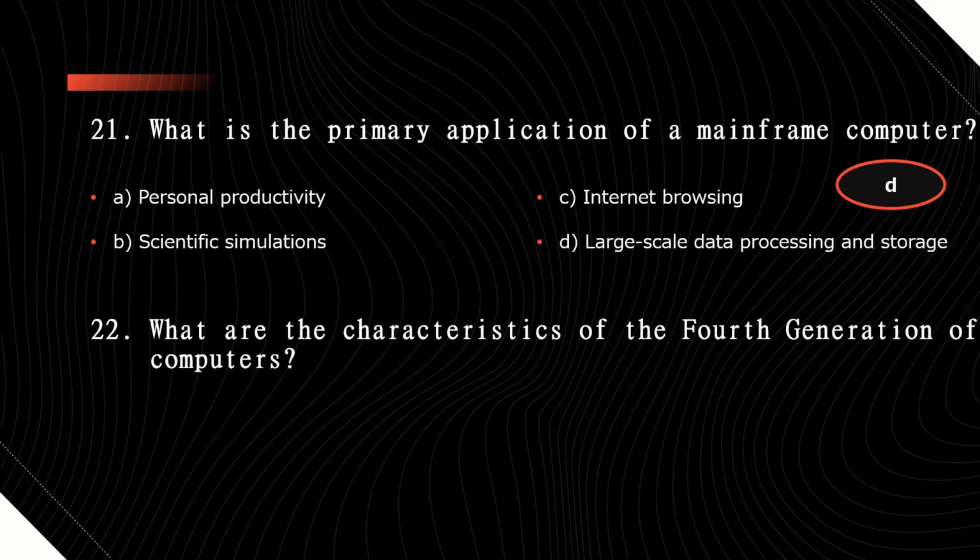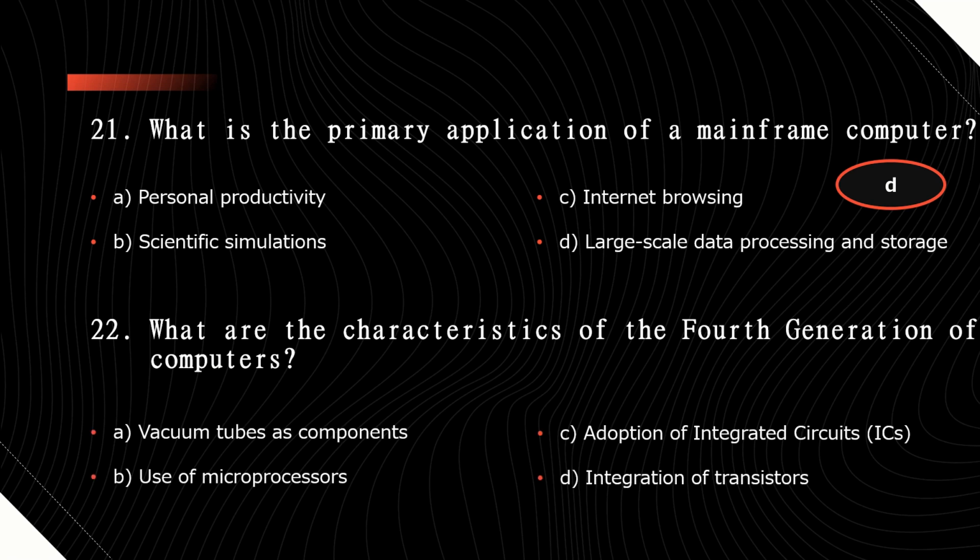What are the characteristics of the fourth generation of computers? Options: A. Vacuum tubes as components. B. Use of microprocessors. C. Adoption of integrated circuits. D. Integration of transistors. Answer: B. Use of microprocessors. The fourth generation of computers introduced microprocessors, leading to smaller and more powerful computers.